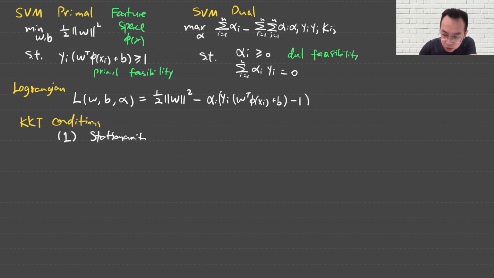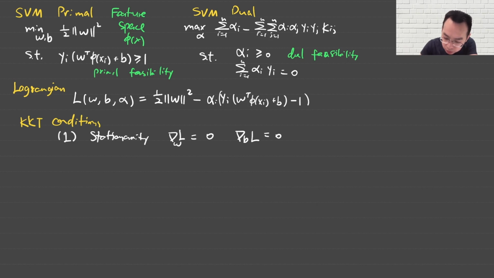So for the stationarity, we have the derivative equals to 0, right? You have the gradient of L with respect to W equals to 0, and then the gradient of L with respect to B equals to 0, right? We actually did the algebra for that last time, but it's not very hard to do.